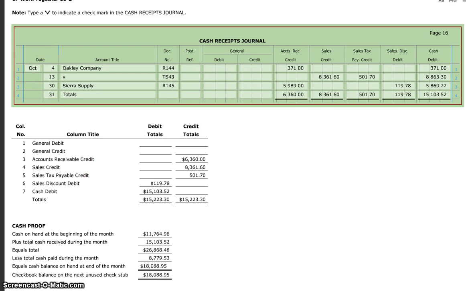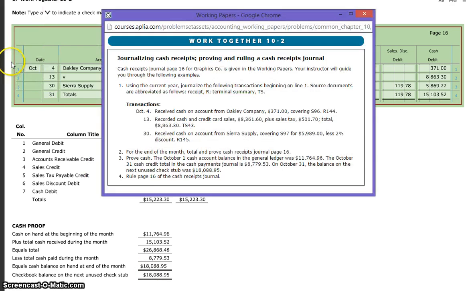But that is the last directions in our Aplia problem. So go ahead and finish up the Work Together 10-2 if you haven't already, and go on to the On Your Own 10-2.